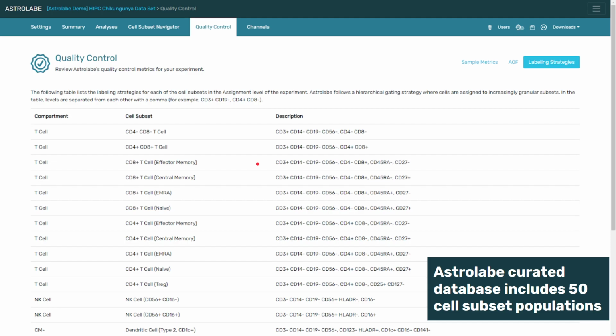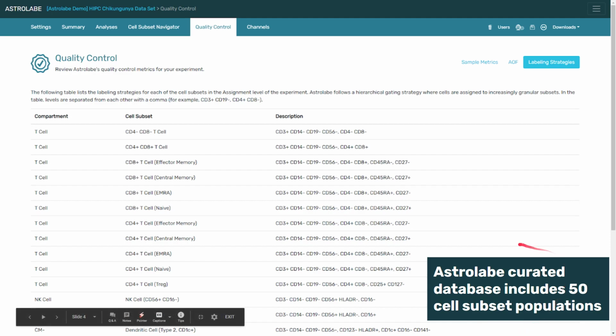Conceptually, Astrolabe's labeling is very similar to traditional gating. We have a series of rules that are followed hierarchically. So for example, to find effector memory CD8 T cells, we start with CD3 lineage negative, then CD4 versus CD8, and finally different markers for memory, naive, and Tregs.